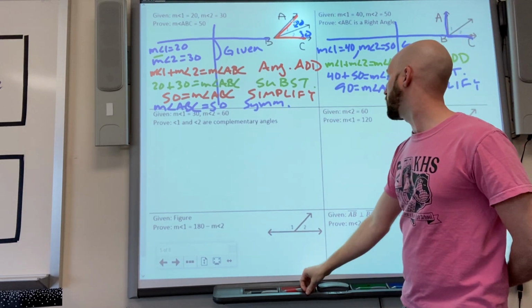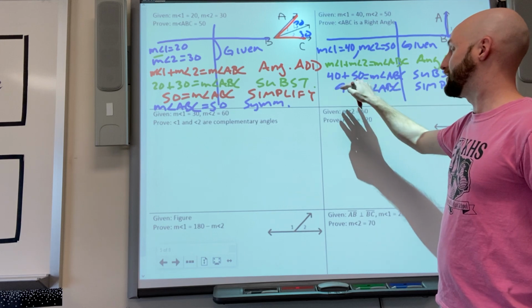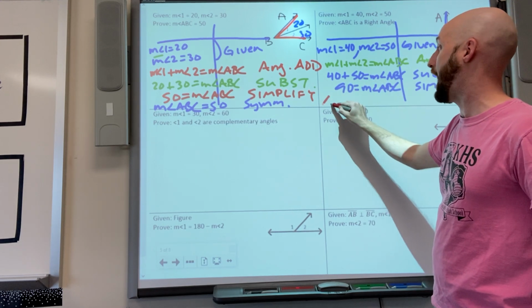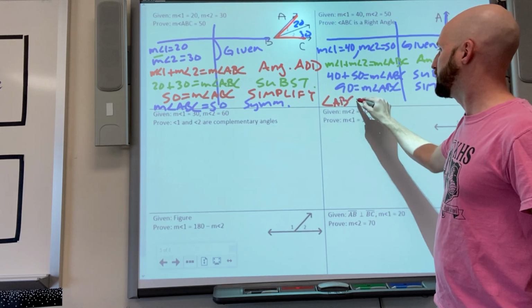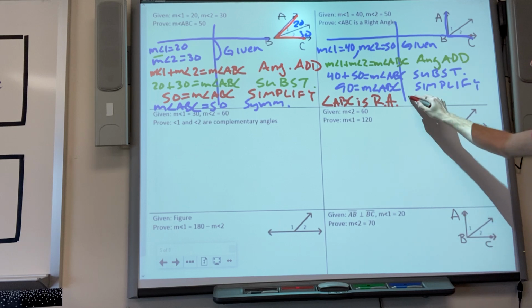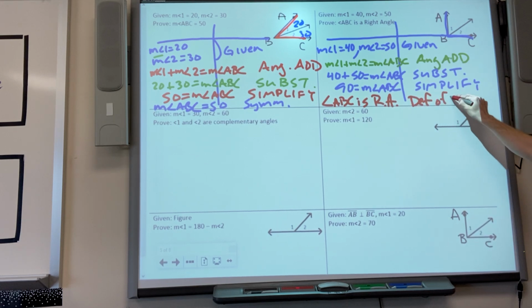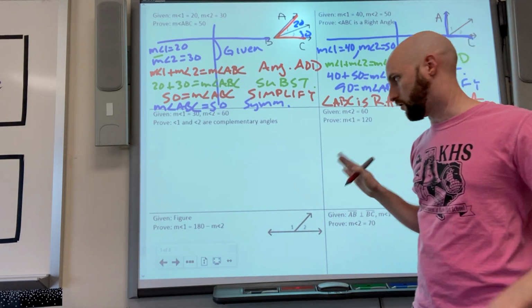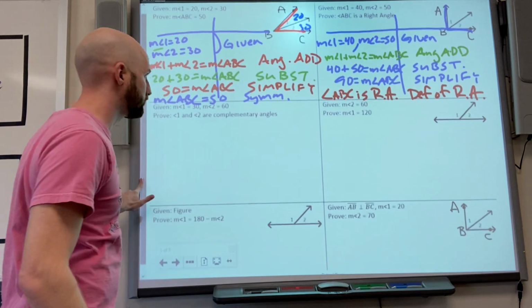And now that I know that the measure of this angle is 90, I can say, now notice I'm going to drop the letter M here, I'm going to write the angle ABC is a right angle. And why do I know that? Definition of what we call a right angle, okay? Or if 90 degrees, then RA, okay? That's also how I could write that.